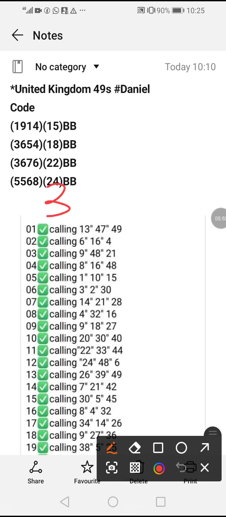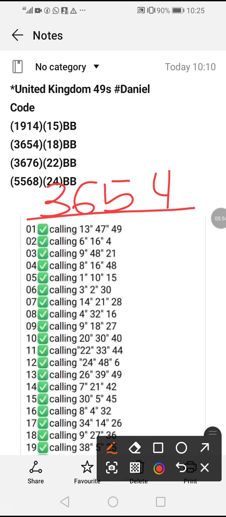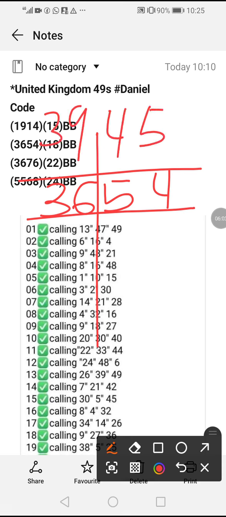Next code is 3654. Okay, so now we start by taking, we're gonna spin this code. 39, we reverse it now, 45. 39, 45, which means what you're going to do, we're going to add the first code at the bottom. It gives us a 9, there it gives us a 9 again, 99.